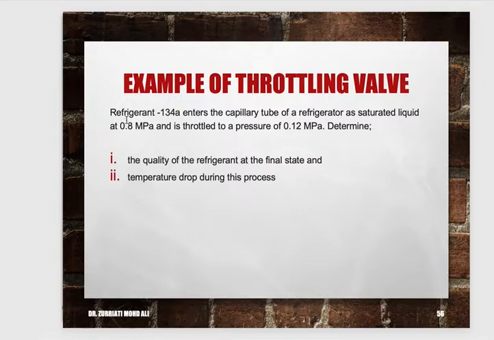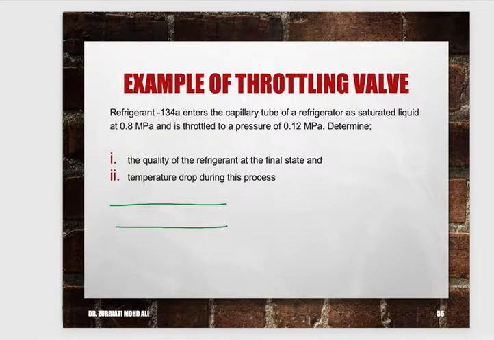So if you can see here, refrigerant R-134a enters the capillary tube of a refrigerator as a saturated liquid at 0.8 MPa and is throttled. Throttle means to reduce the pressure to 0.12 MPa. Determine the quality of the refrigerant at the final state and the temperature drop during this process. So to solve this problem, first thing first, we have to sketch. I always like to sketch first.